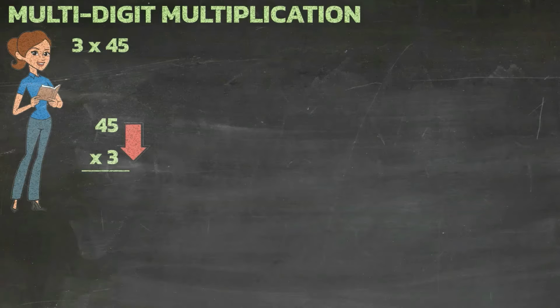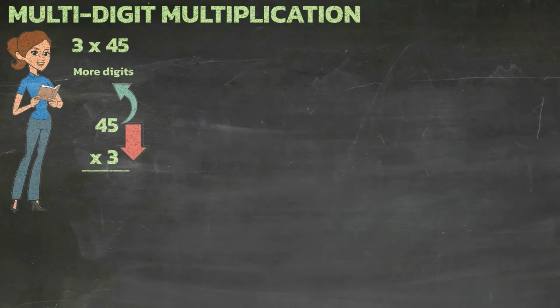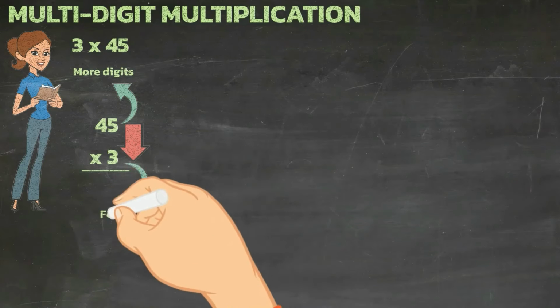Multiplication, as discussed in the previous lesson, is commutative, and the order of the factors does not matter, but it is best that the factor with more digits is written on top, and the factor with fewer digits is written at the bottom of the expression.